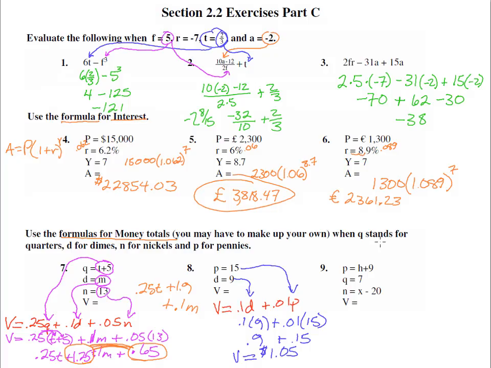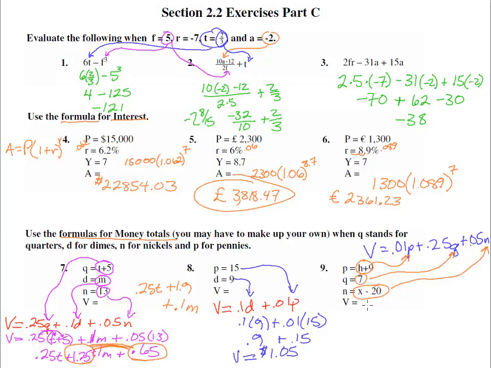Number 9. Here we have that the value is going to be, we have pennies, quarters, and nickels. 0.01 for the pennies, plus 0.25 for the quarters, plus 0.05 for the nickels. And this one we have these unique things to stick in again. So h plus 9 is going to go in there. 7, normal number, is going to go in for the quarters. And x minus 20 is going to go in for the nickels. All right, let's give that a try. Let's see if we can do it.